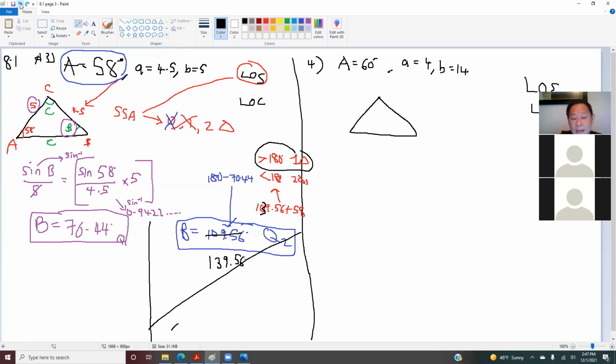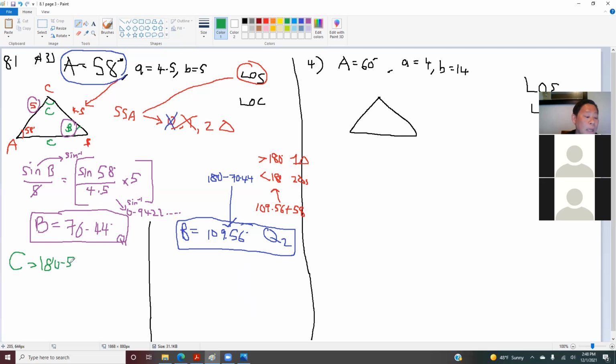So for these questions, because I didn't use 139, it's still going to be the same as 109. So I'll just say, for example, this has two triangles. Now we need to find angle C here. If you know angle B, angle C is easy because the sum of all of these is 180. So it's 180 minus 58 minus 70.44. When you use your calculator, you will get the answer 51.56.